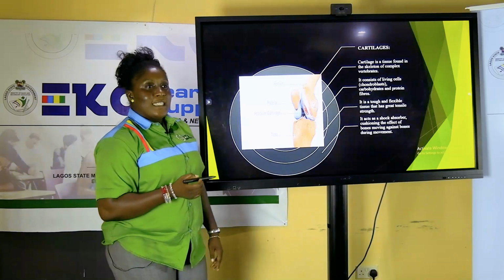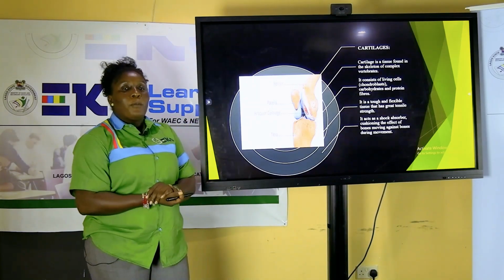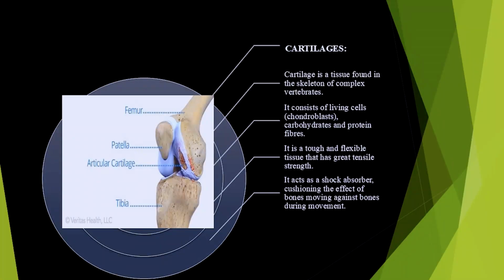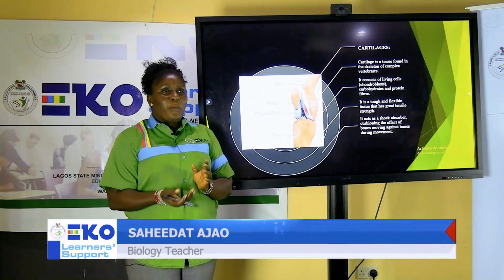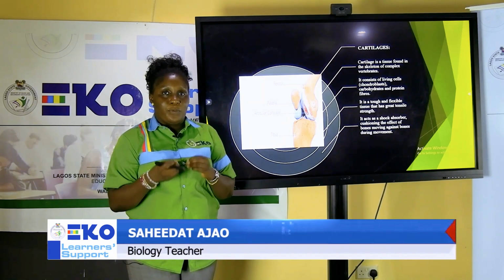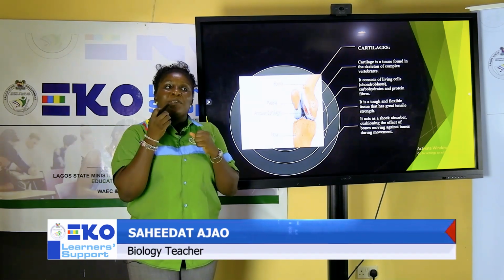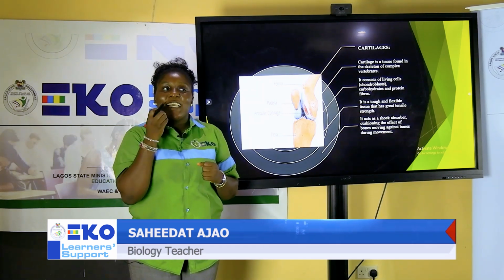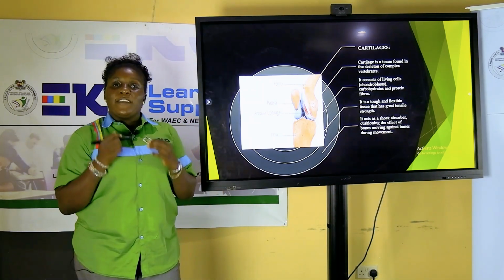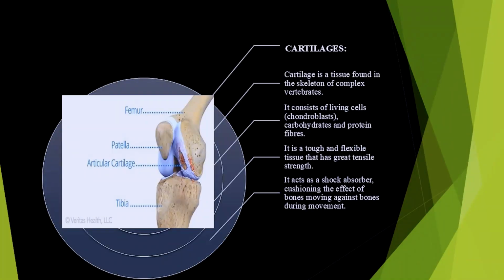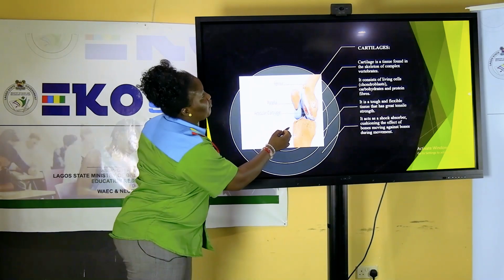The next one we're looking at is the cartilage, which is a form of skeleton. Cartilage is a tissue found in the skeleton of complex vertebrates. I'm aware that most of you eat biscuit bone, if not all of you. The biscuit bone is known as the cartilage. It consists of living cells which include carbohydrates and protein fiber. If you look at this diagram very well, this white part is the cartilage.